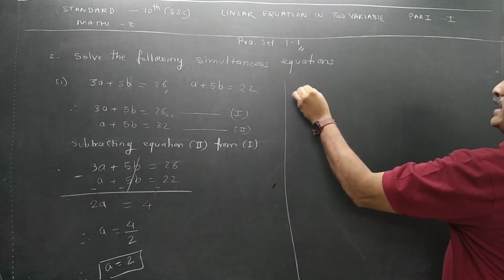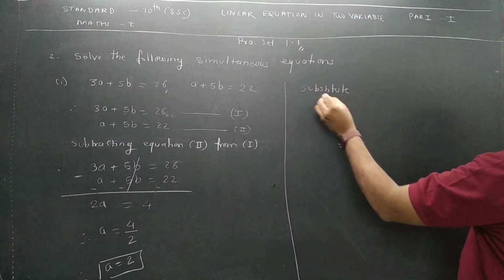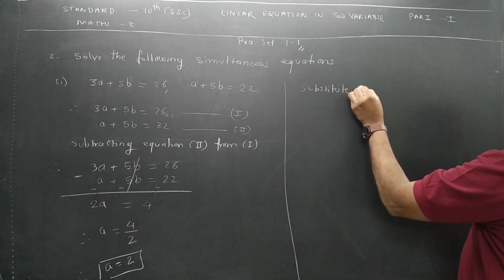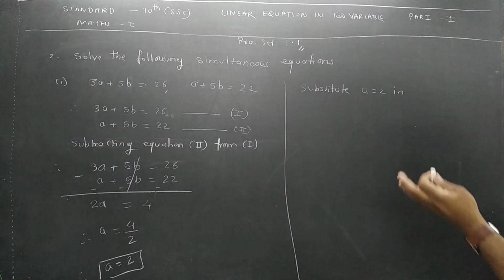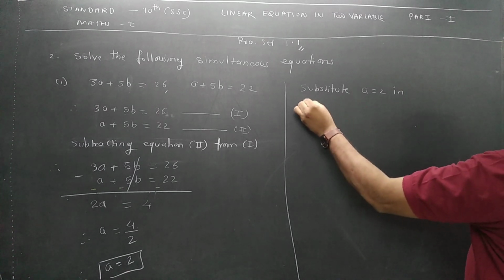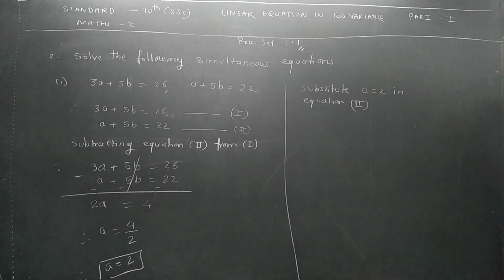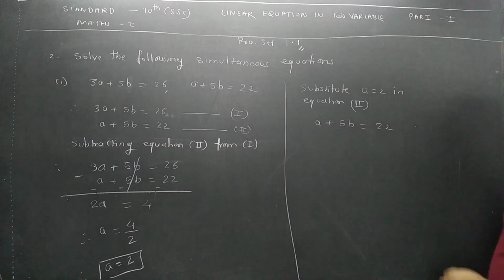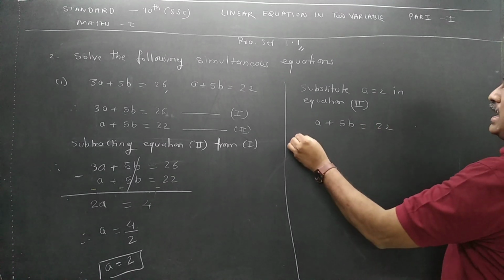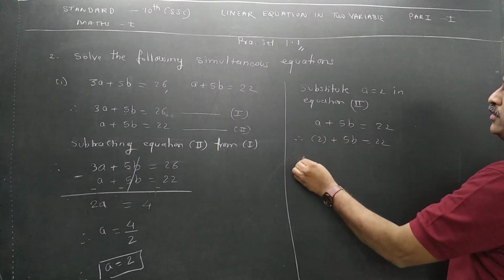What are you going to do now? Substitute. Substitute a is equal to 2. In which equation do we put it? The second equation is better, I think. In equation 2. We can place it anywhere, right? Equation 1 or 2 will do. So what is equation 2? a plus 5b is equal to 22. Instead of a, what are you going to write? 2 plus 5b is equal to 22.